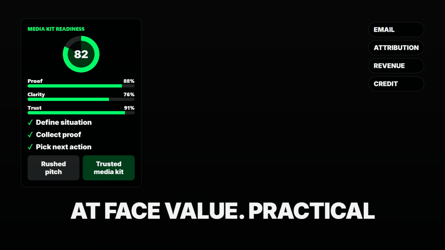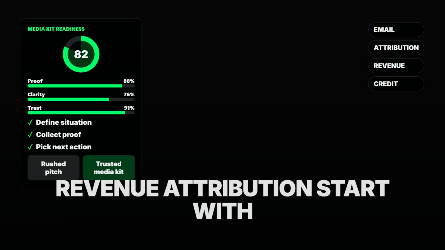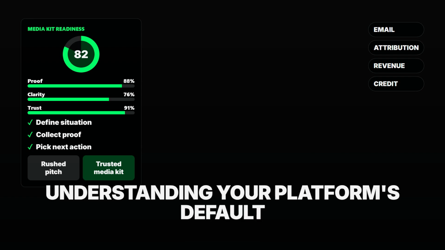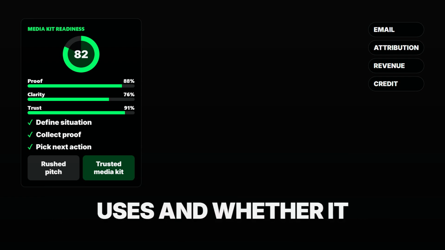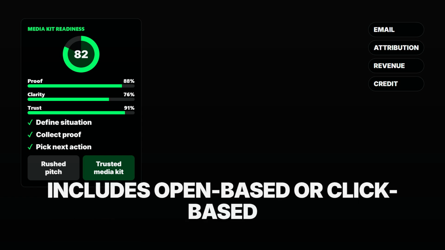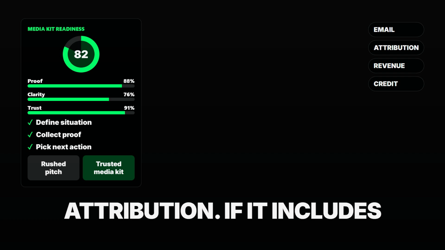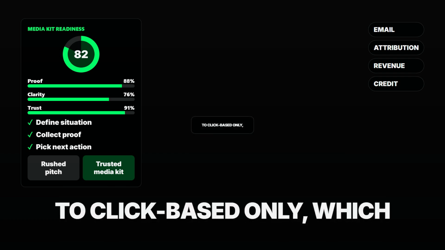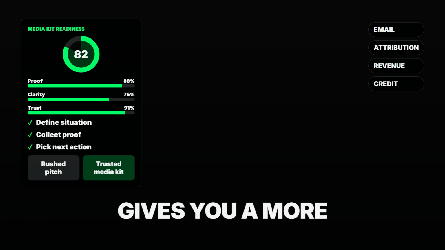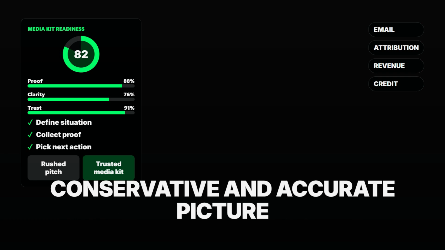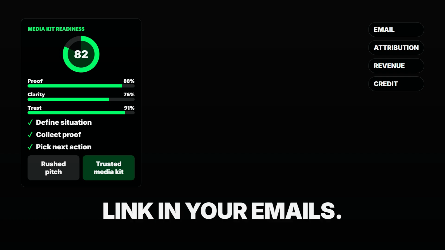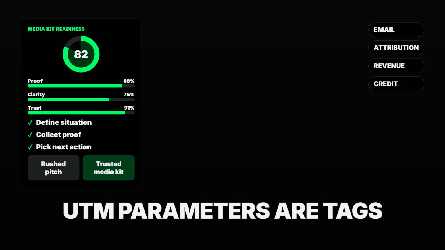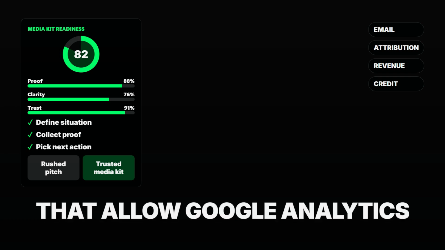Check what attribution window your email platform uses and whether it includes open-based or click-based attribution. If it includes open-based attribution, consider switching to click-based only, which gives you a more conservative and accurate picture of email's impact. Use UTM parameters on every link in your emails. UTM parameters are tags added to your URLs that allow Google Analytics or other web analytics tools to identify traffic from specific email campaigns.